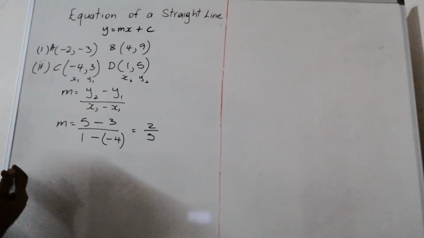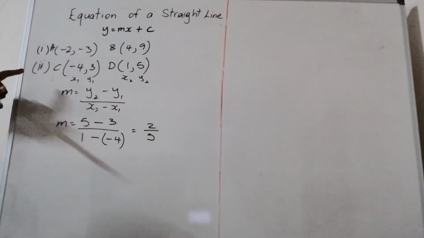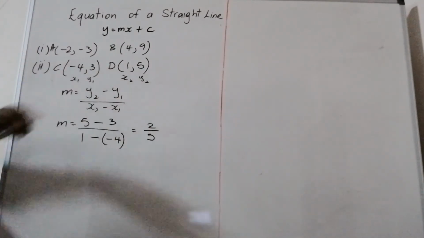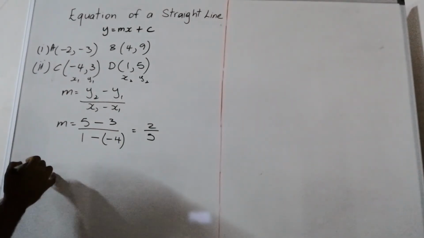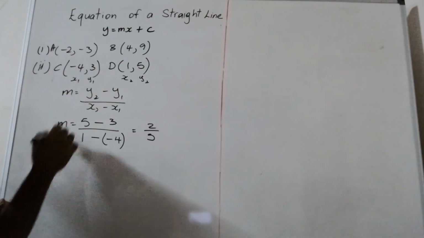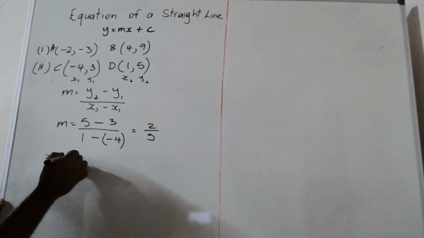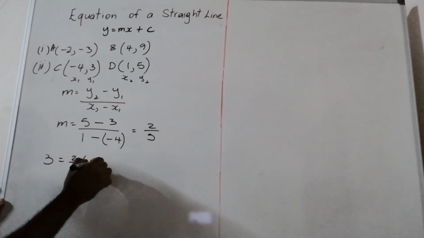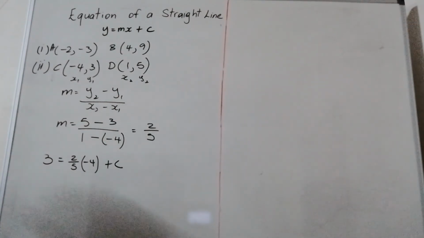So now we need to find our c value. Now we could choose either point, our C point or our D point, to find our answer. So either one, same answer we will have. So we have now y, let's use here C, 3 is equal to 2 over 5 times negative 4 plus c. Alright? So now we're simplifying.